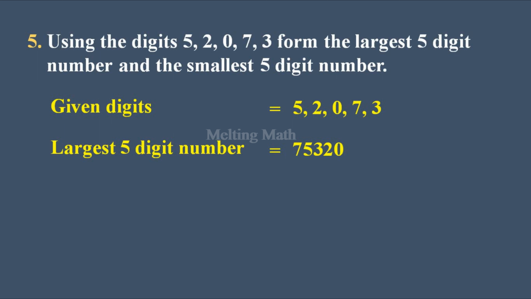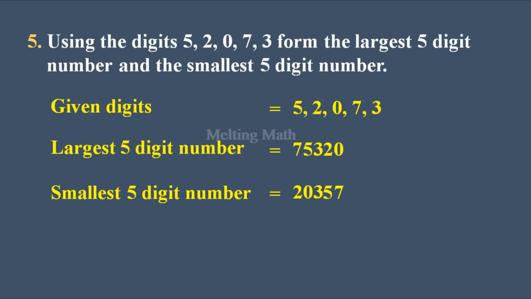Okay, next we have to write the smallest 5-digit number using these given 5 digits. Okay, so just observe these 5 digits. Among these 5 digits, which is the smallest digit? Definitely 0 is the smallest digit, but we should not put 0 in front of the number. Yes, there is no value for 0 if you write it in front of the number. So just hold 0, then take the next smallest digit, that is 2, then write this 0, then the next smallest one is 3, then next smallest one is 5, next smallest one is 7. Okay, so this is the smallest 5-digit number. If you write these given digits in ascending order, you get the smallest 5-digit number.